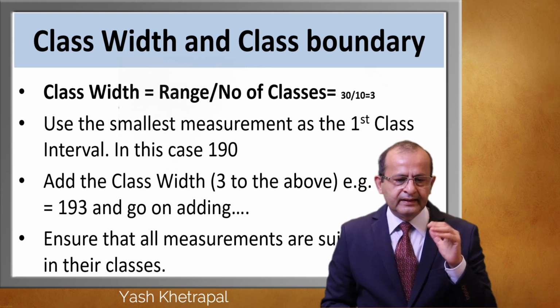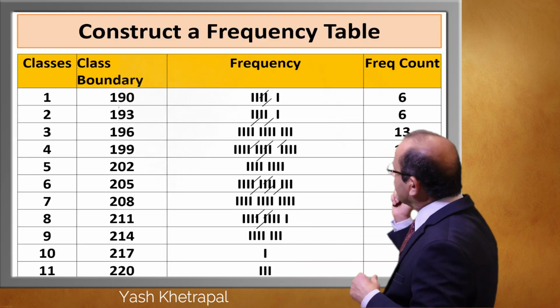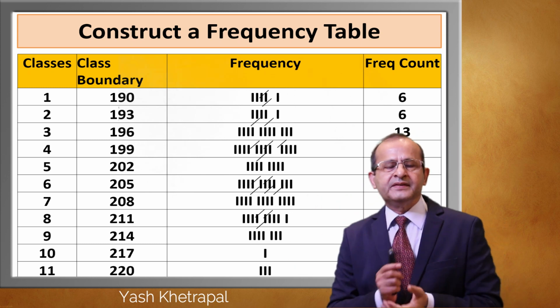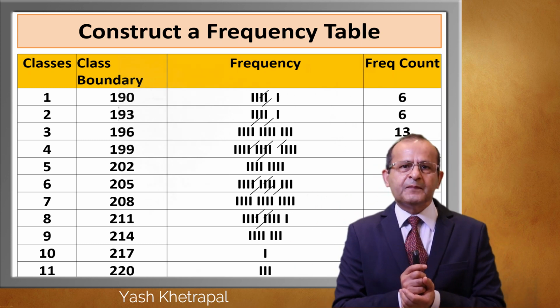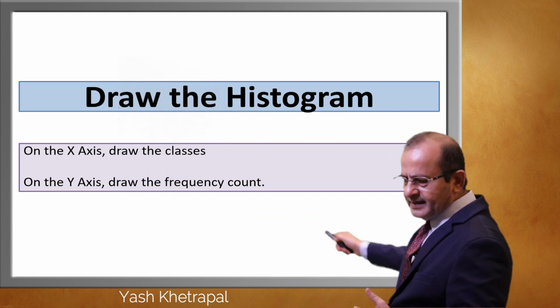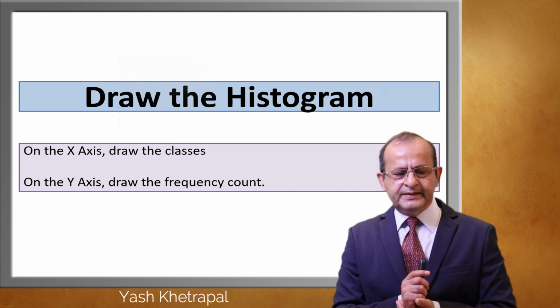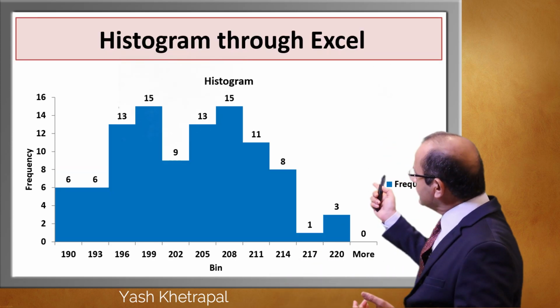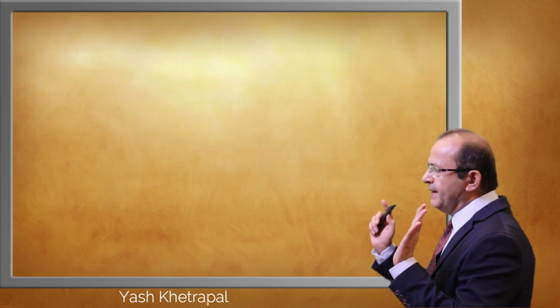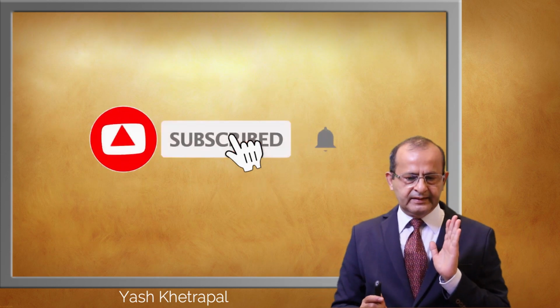So first step, range; second, number of classes; third, class width. Once I have done that, I construct a frequency table. I can do it manually as shown over here. It's a tedious, very difficult process. On the X-axis, I draw the classes; on the Y-axis, the frequency. I can construct a histogram like this, but that's a manual, time-consuming method.